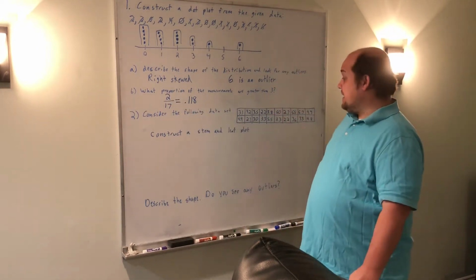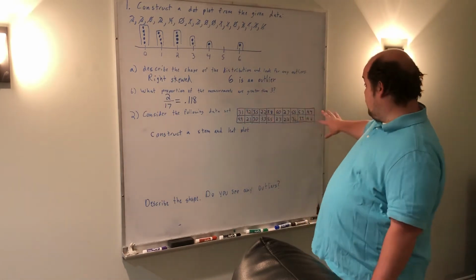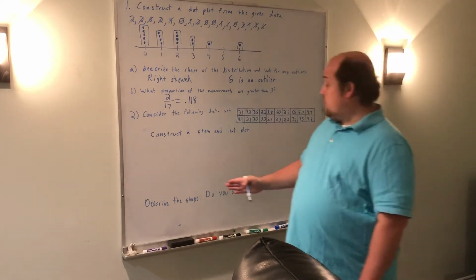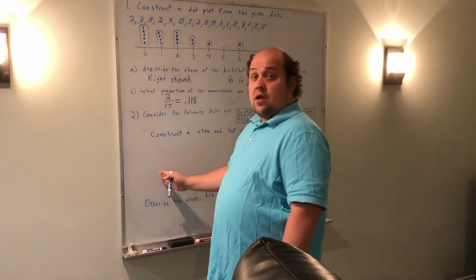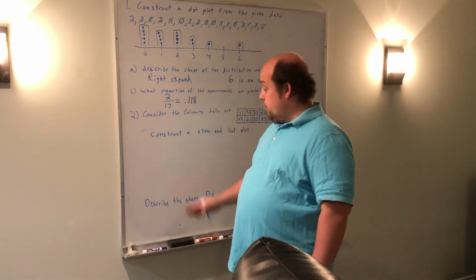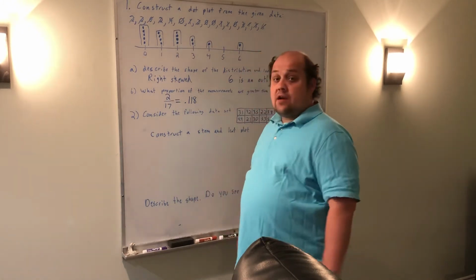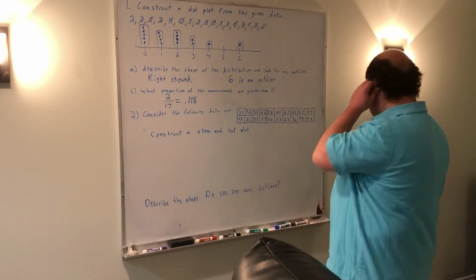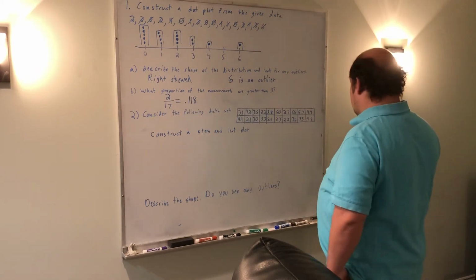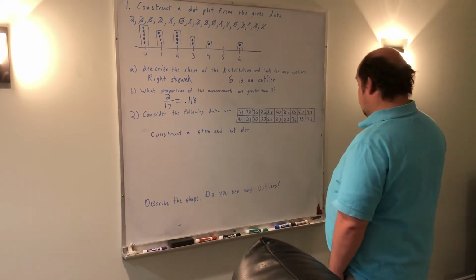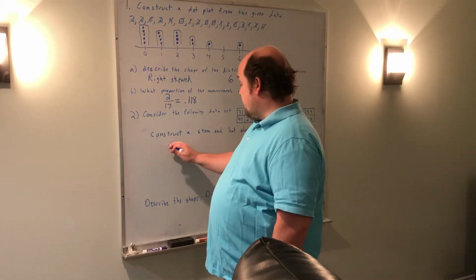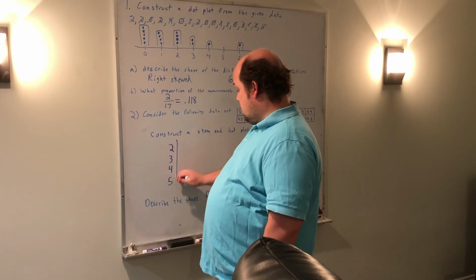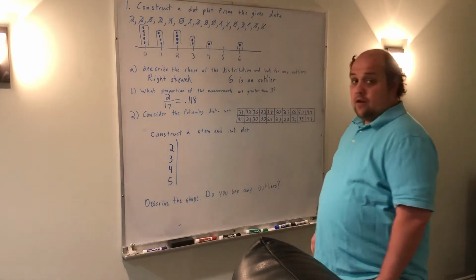Question 2 says, consider the following data set. Here we have 20 different numbers that are 2 digits. We're asked to construct a stem and leaf. So what I'm going to do is have my stems listed here as the whole numbers that are before the decimal point, and my leaves listed here as the numbers after the decimal point. When I look at my array of numbers, the smallest thing that I see is 2.1. The largest that I see is 5.7. So I'm going to go with my stems starting at 2, 3, 4, 5. And then I'm going to be putting the leaves next to it.